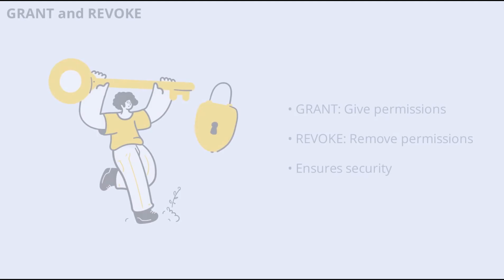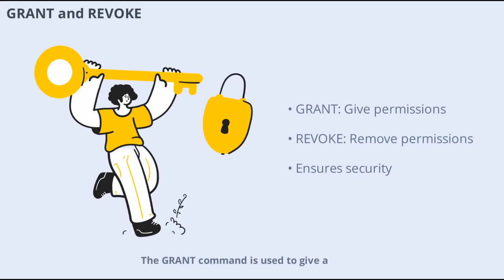The grant command is used to give a user permission to access or modify the database. For example, you might grant access to a new team member. On the other hand, the revoke command takes away those permissions if they're no longer needed. Together, these commands help keep your data secure and accessible only to the right people.